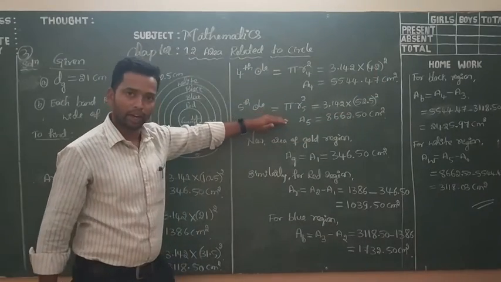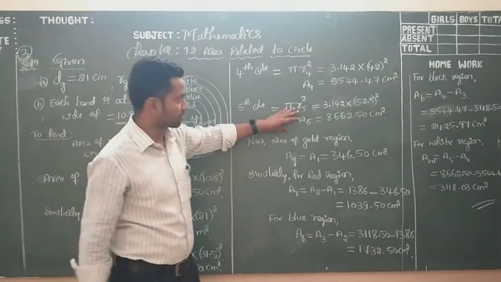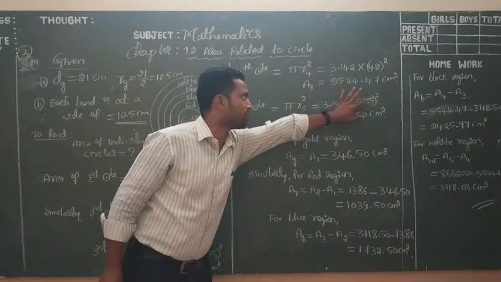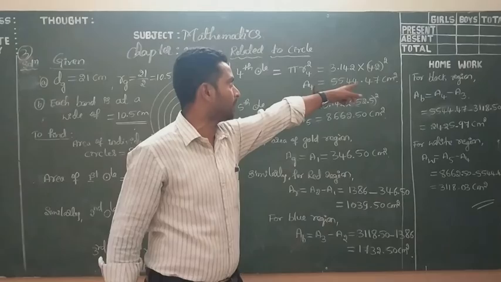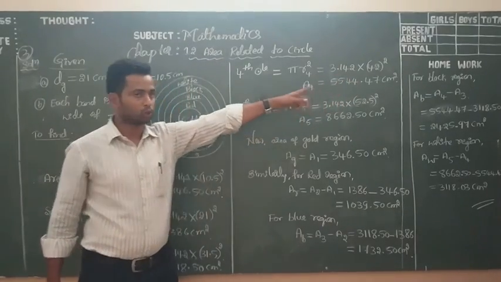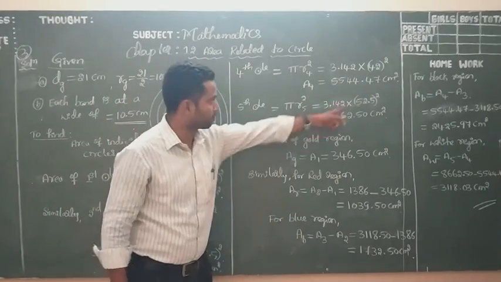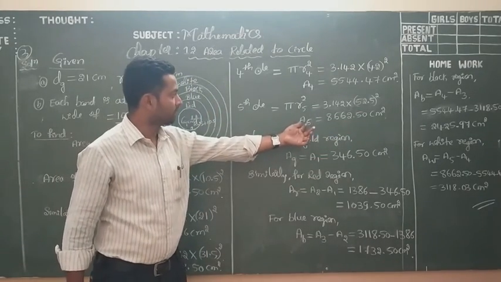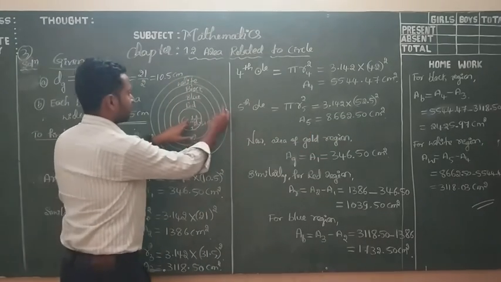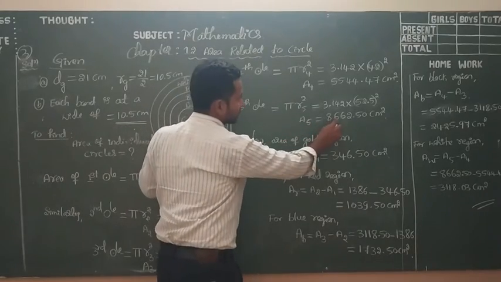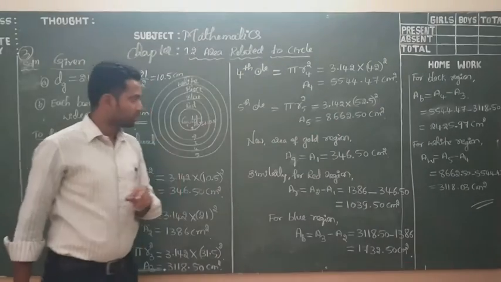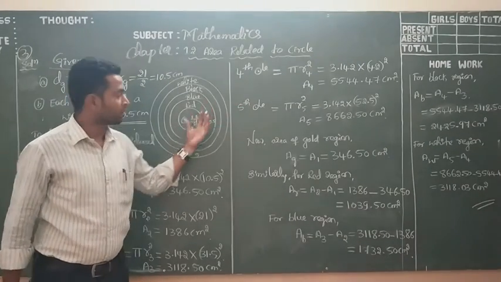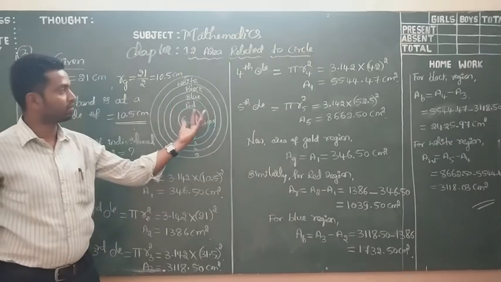Likewise, the area of the fifth circle. The radius of the fifth circle is obtained by adding 42 and 10.5, which becomes 52.5. So the area of the fifth circle is 8662.50 centimeter square. So this is the area of the individual circles.